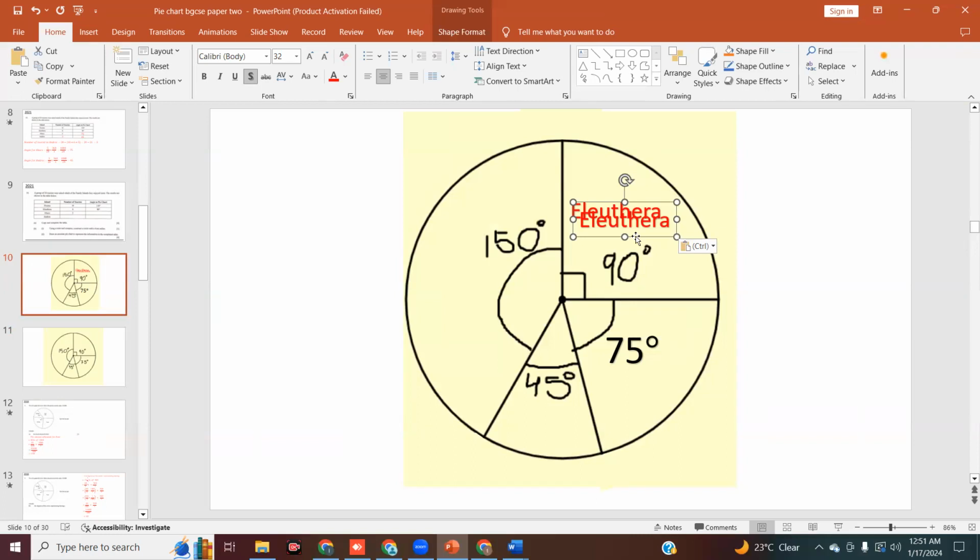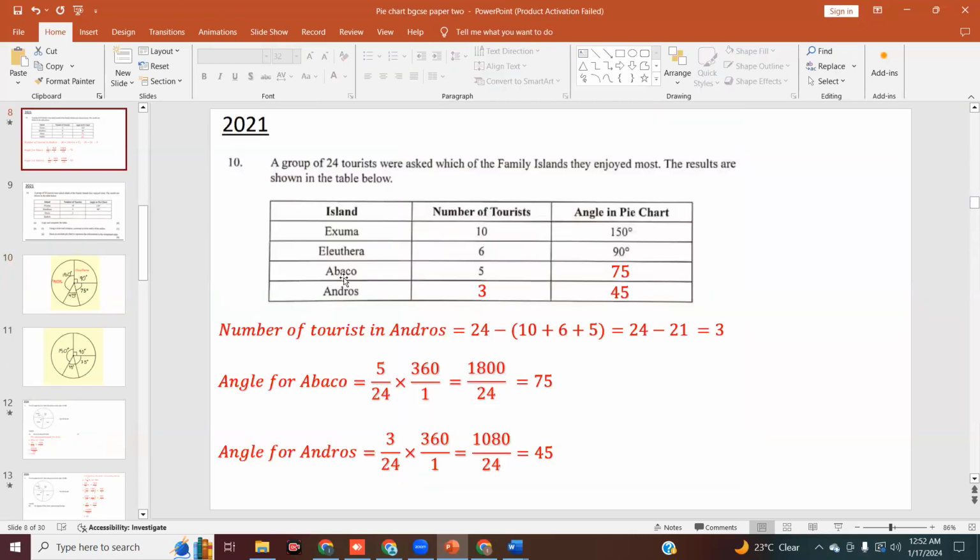And then we have, what else? 90 is for Eleuthera. Then 150 is for Exuma. So this one is going to be for Exuma. And then we have 150 for Exuma, and then we have 75 for Arbuckle. If you look at the question properly, we have 75 for Arbuckle, 150 for Exuma, and Andros is 45.